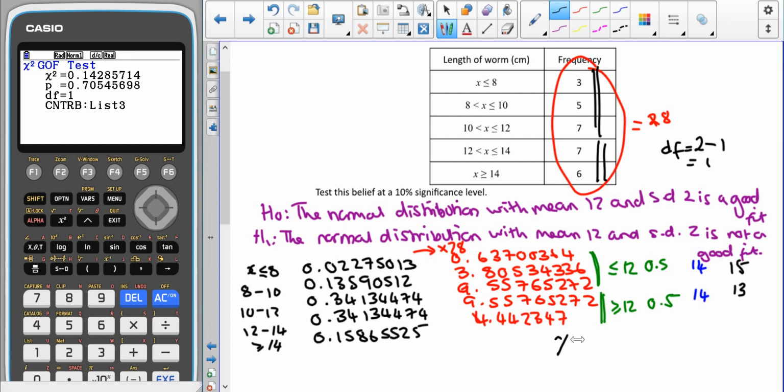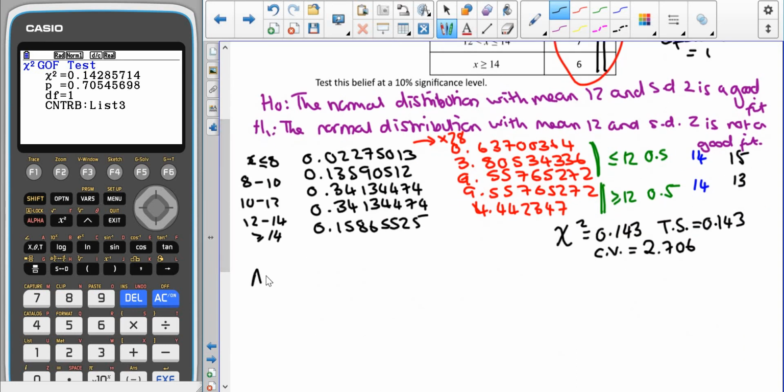So my chi-squared value is 0.143 to 3 significant figures, which is my test statistic. My critical value, we were told to use a 10% significance level, which gives me, so this is page 20 again, 2.706. So then as the test statistic is smaller than the critical value, again we would end up accepting H0 at a 10% significance level.